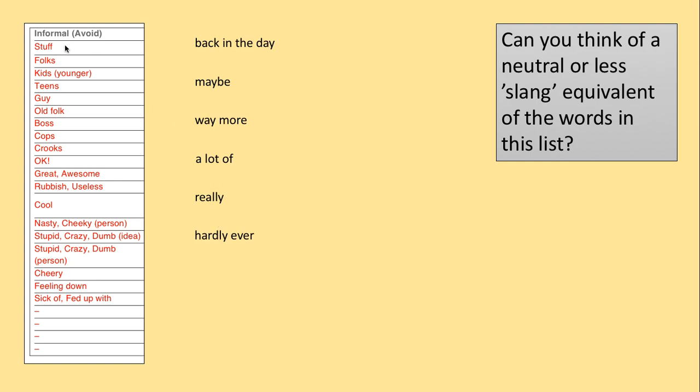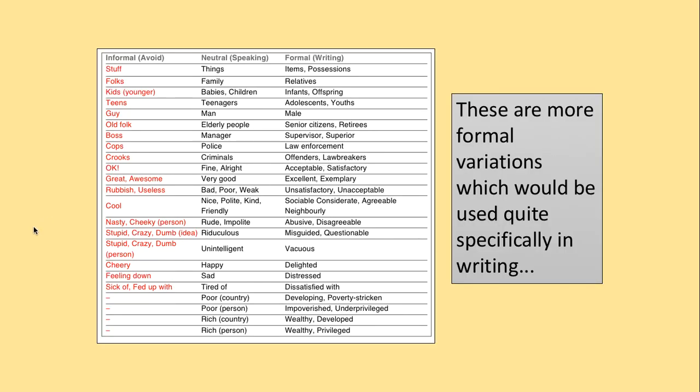So here we've got a nice list of words that are quite informal. Avoid these. Things like stuff, kids, cops, okay, great, cool, stupid, crazy, dumb, sick of, fed up with. These all sound too much like spoken English. So these are more formal variations which would be used quite specifically in writing.